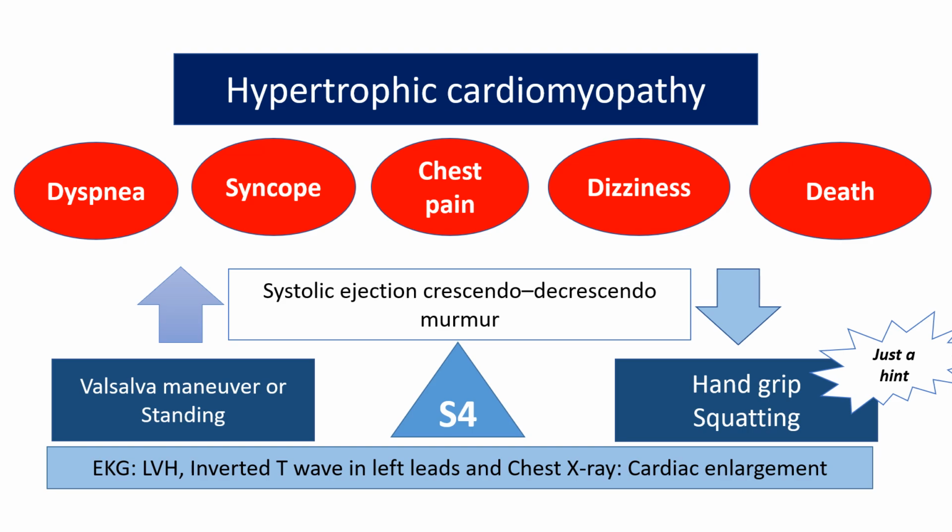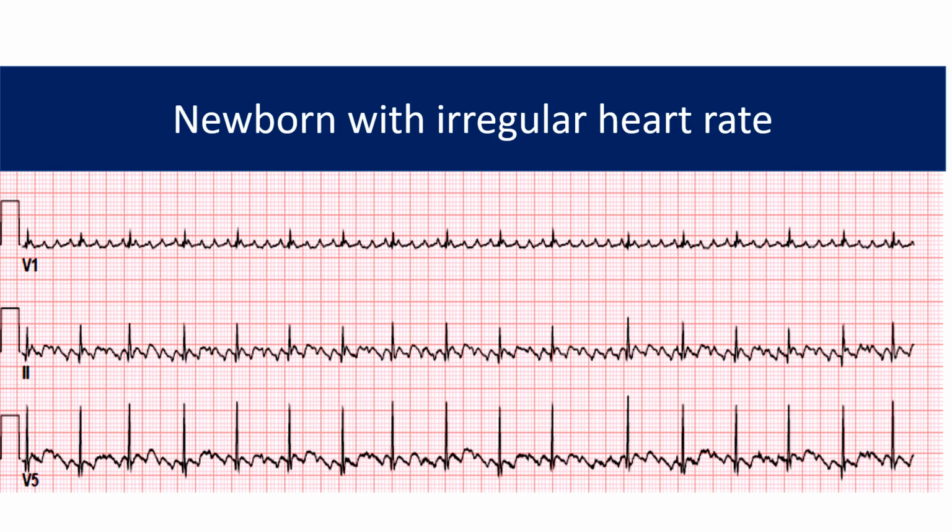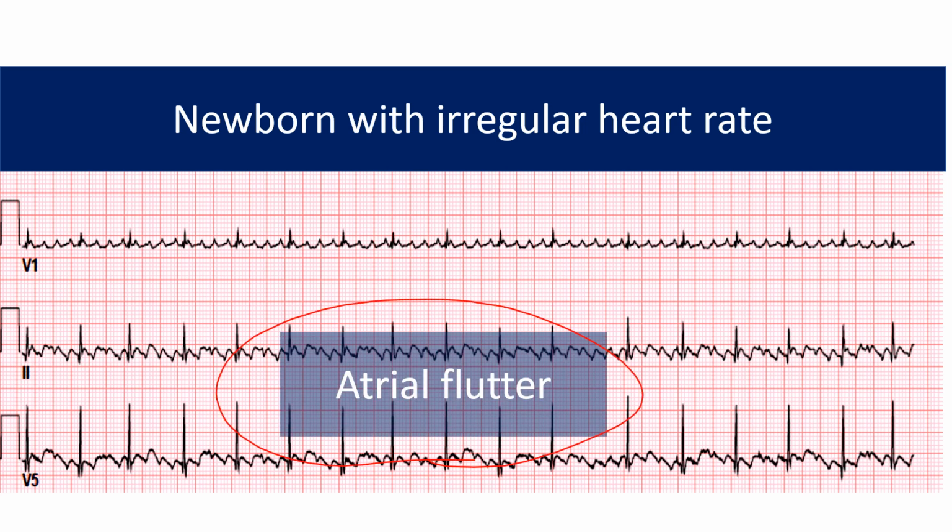Confirm the diagnosis with echocardiogram. Miscellaneous cases. This is an EKG for a newborn with irregular heart rate. If we look here, we have multiple P waves before each QRS, and the P waves give a saw-tooth appearance. What is the most likely diagnosis? This is a classic presentation of atrial flutter.